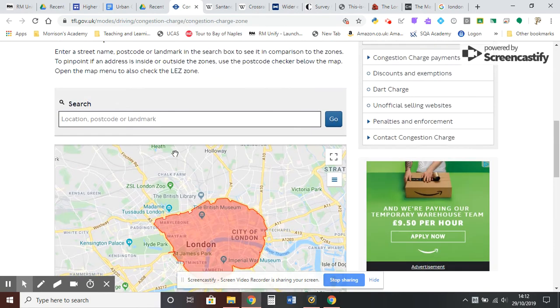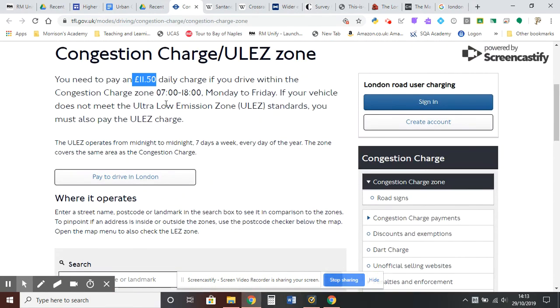However, the cost means that it's really only wealthy people who can pay for it, and they're quite happy to pay for it because they have the money, but it unfairly disadvantages poorer people who can't afford £11.50 a day, and therefore it's not a universally fair tax on vehicles, so that's a negative.